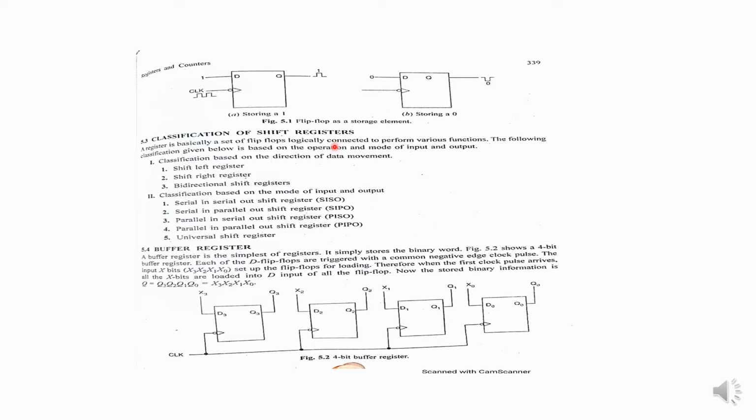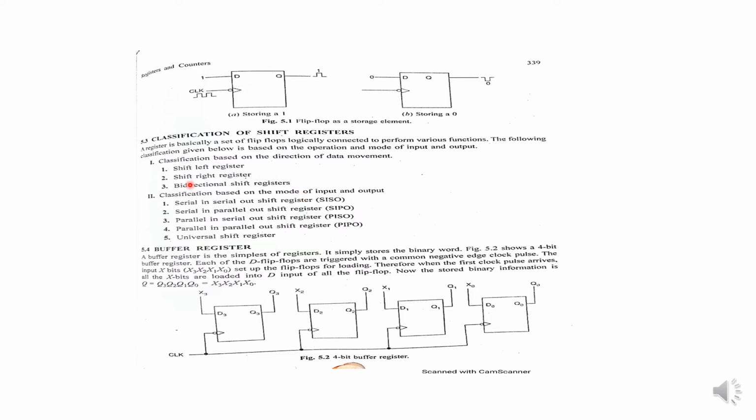Okay. Now classification of shift registers. It is very important. You can see the classification based on the direction of data movement. Shift left register: what does shift left register mean? If we shift the data to the left-hand side, this is called a shift left register. Shift right register means we shift the data to the right-hand side. Bidirectional, as its name indicates, means it can shift to the left and it can shift to the right.